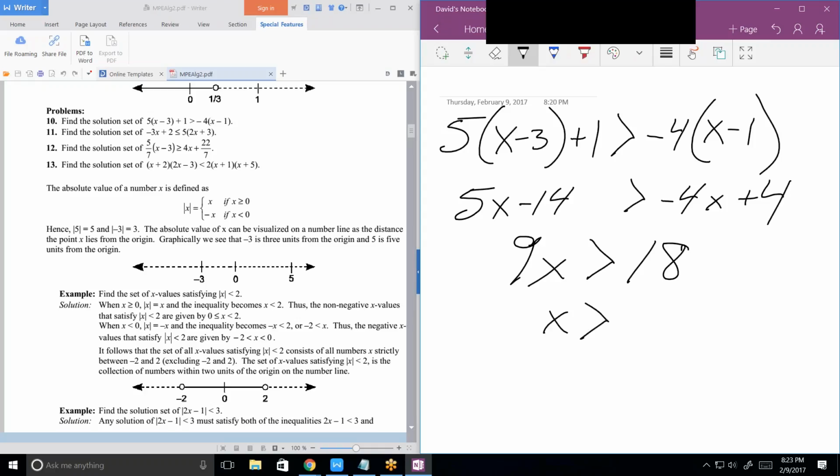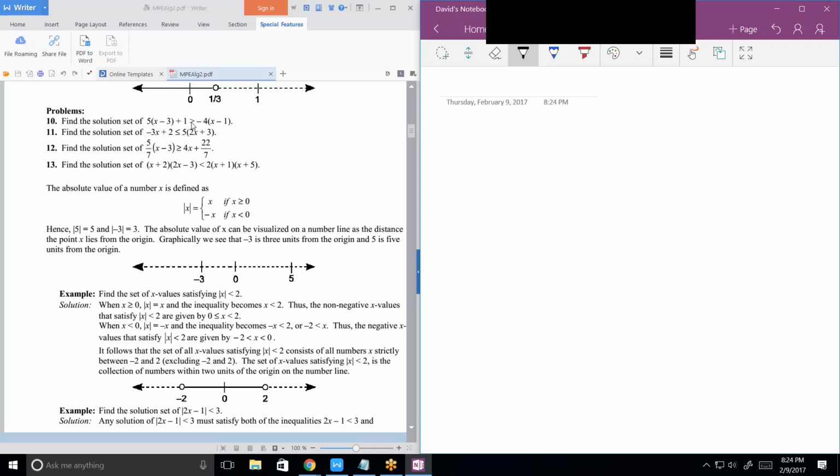Yeah. And notice that nowhere in there did we divide or multiply by a negative number. You can subtract negatives or positive numbers without changing the direction. It's only when you multiply or divide. Okay? All right.